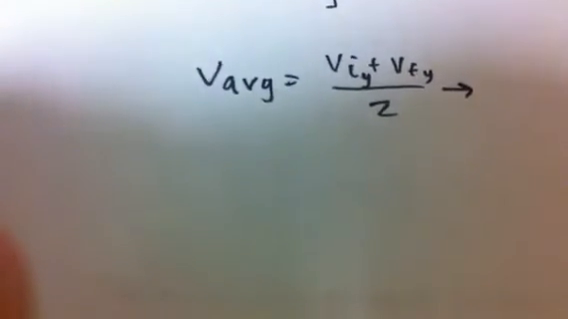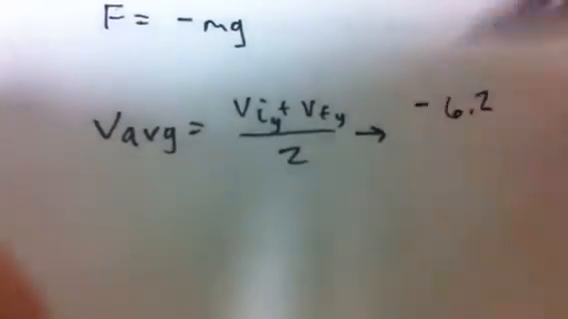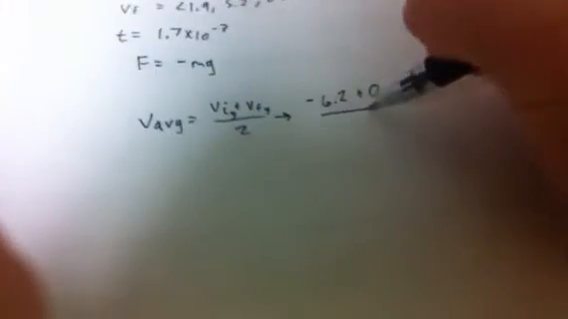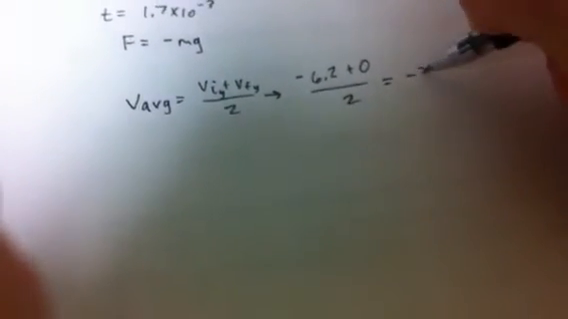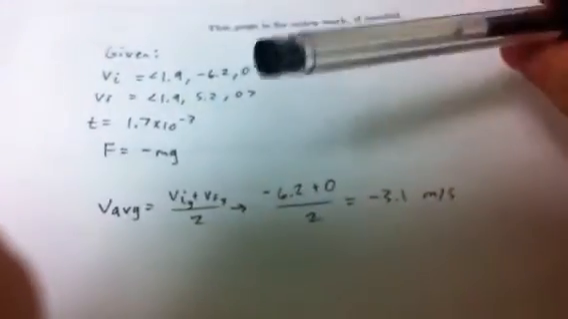So in this case, Vy is going to be 6.2 as it moves down, so negative 6.2 as it moves down. And we're going to have plus the 0 value, which is when it hits the floor and makes contact with the floor, and the y value is momentarily stopped. So then we get negative 3.1 meters per second as the V average from when it was dropped till it hits the floor.